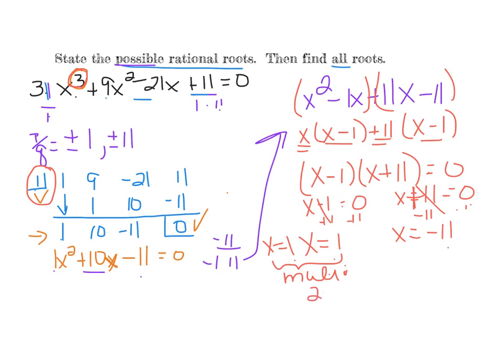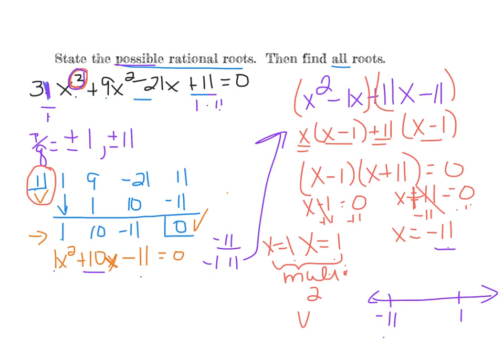Okay? And if you remember what that looks like on the graph, that is a bounce. So we could actually sketch a graph of this function just by knowing what we know. This is the third degree, so it's an odd number, which means they go in opposite directions, and it's a positive. So I'm going to start at the bottom and go up. I have an x-intercept at 1, and I have an x-intercept at negative 11.